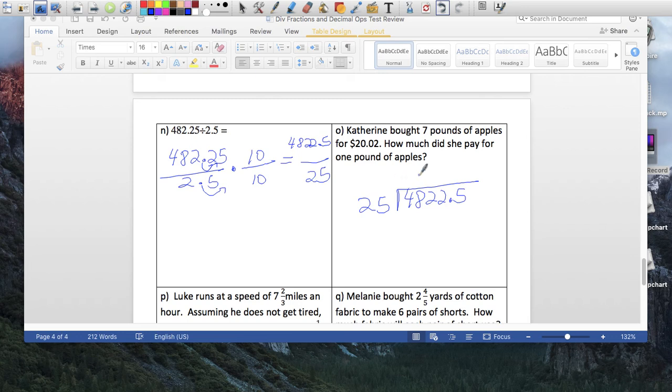25 goes to 48. Oh, excuse me, one time. 23, bring down the 2. 25 goes into that 8 times. Nope, 9 times. 9 times 5 is 45, carry 4. 9 times 2 is 18, plus 4 is 22. Subtract, we're going to have 7 left over. We're going to bring that second 2 down.